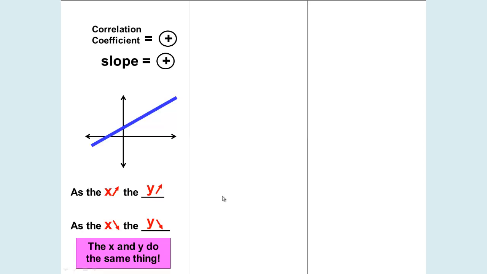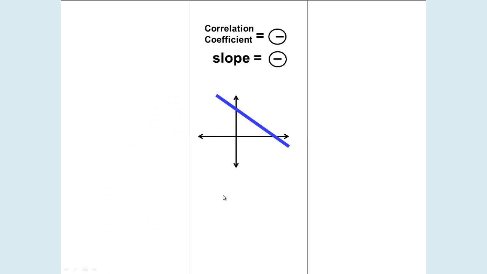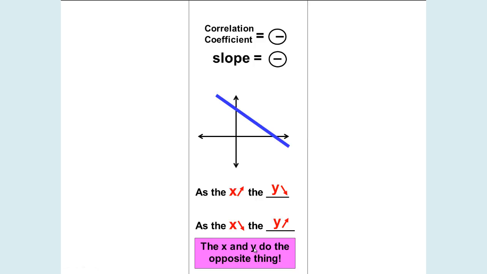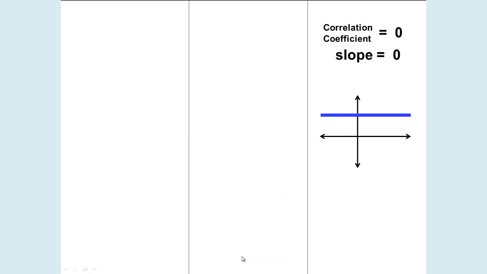Everybody's a happy camper. If the correlation coefficient is negative and the slope is negative, then as the x increases, the y decreases. As the x decreases, the y increases. The x and the y are fighting. They're going in opposite directions. They do opposite things. This is a negative correlation. If you and someone else are doing opposites, it's a negative feeling because you're on opposite sides. So it's a negative connotation. So that's the negative correlation.